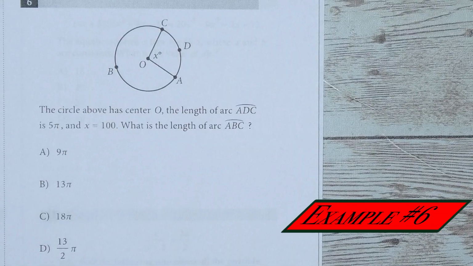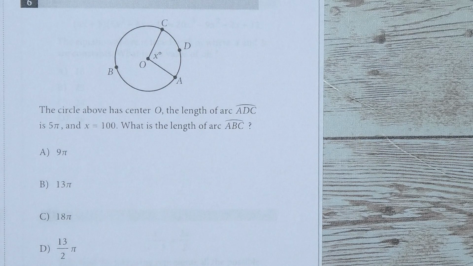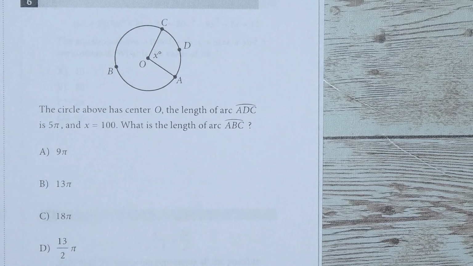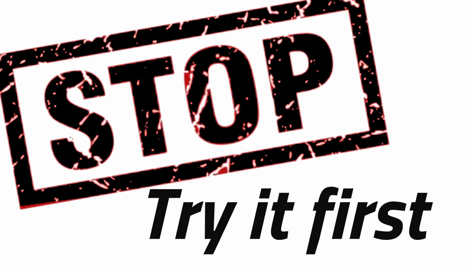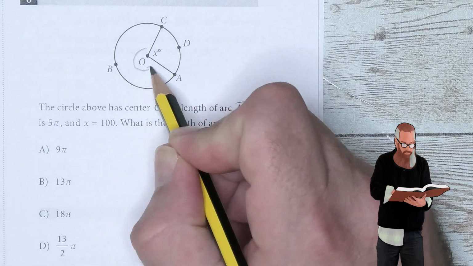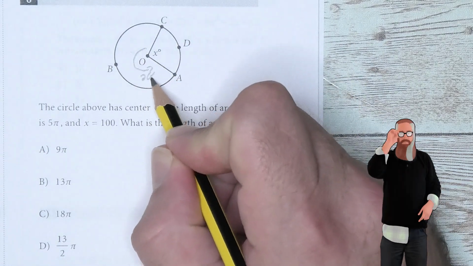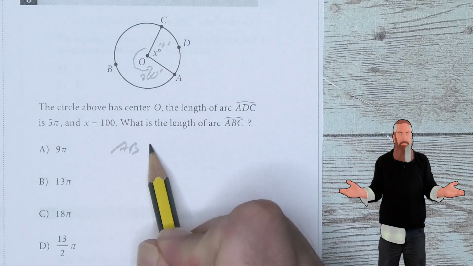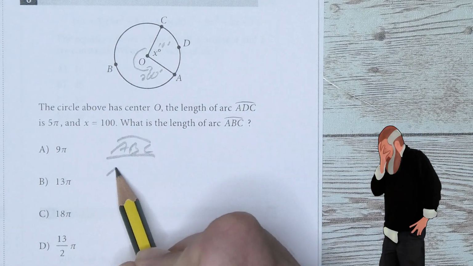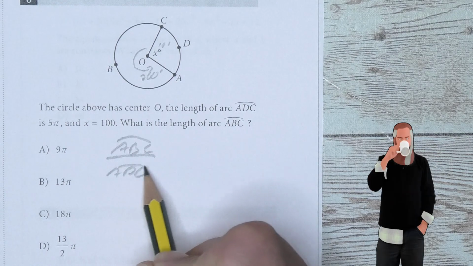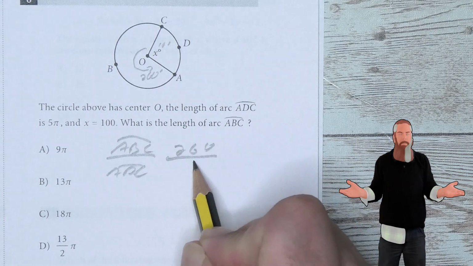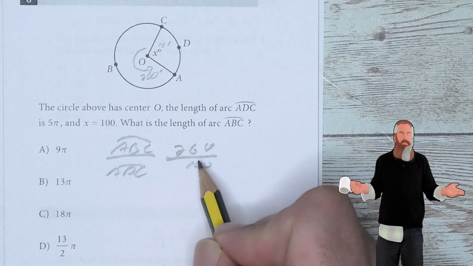The circle above has center O. The length of the arc ADC is 5 pi, and x is equal to 100. What is the length of ABC? Well, if x is 100, we know that this right here is 260 degrees. Now, if we were to look at the arc ABC over the arc ADC, then we would be looking at 260 over 100. This has to do with their angles.